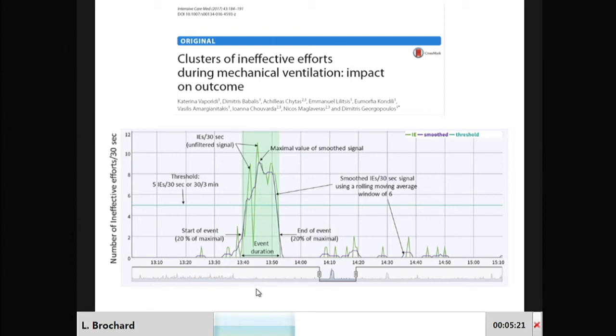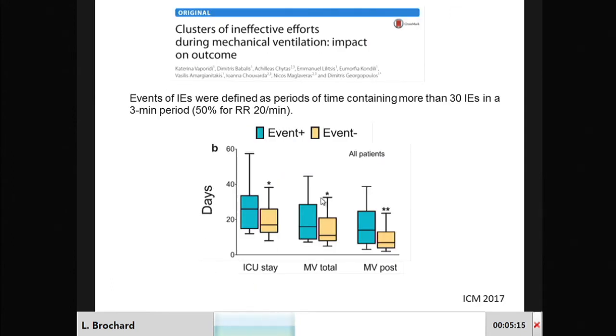And he found that it was the most informative predictor of bad outcome. You see patients who develop clusters of asynchrony clearly have a longer ICU stay, longer duration of mechanical ventilation in total or after the event. So more and more data associating desynchrony, asynchrony, and a poor outcome.